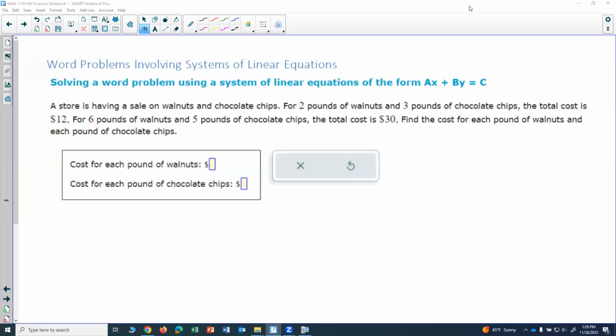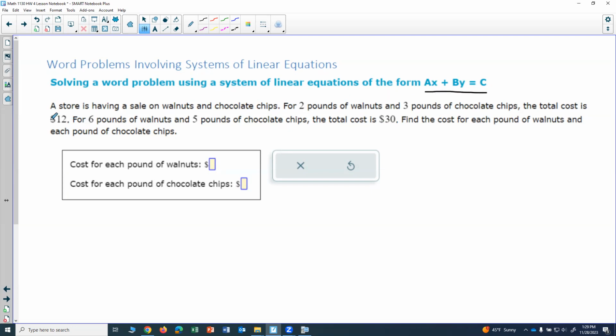In this video, we're going to look at solving some word problem systems of linear equations. I'll look at two examples here. And the first topic is solving a word problem using a system of linear equations of the form ax plus by equals c.